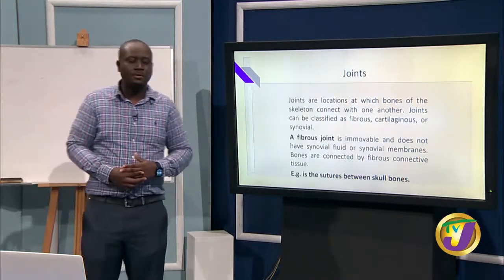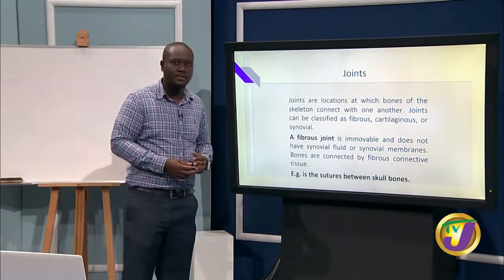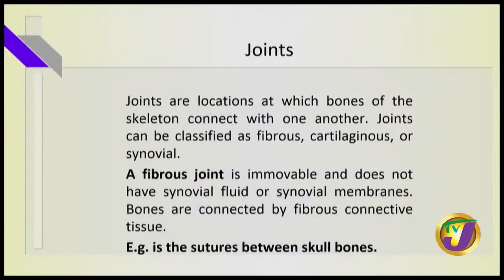Now for movement to occur in the human skeleton, there must be joints. And a joint is simply where two or more bones meet. That's just a basic definition for joints. There are different types of joints in the human skeleton. You have the fibrous joints, and these are called immovable joints, so they're not movable at all. Like the sutures in the cranium, those are called fibrous joints, so they are fixed joints.